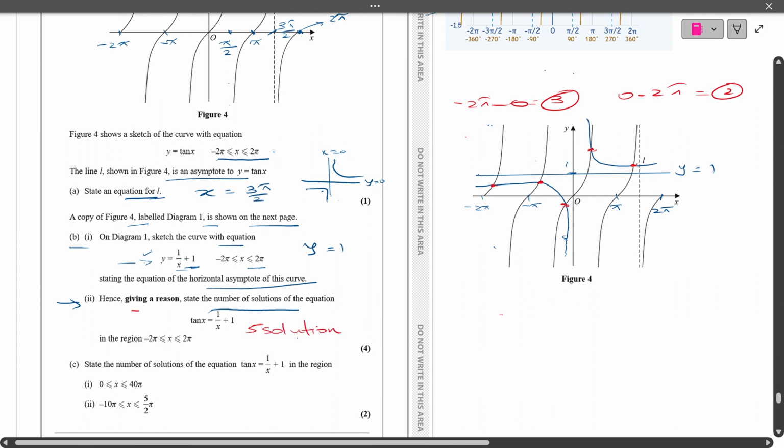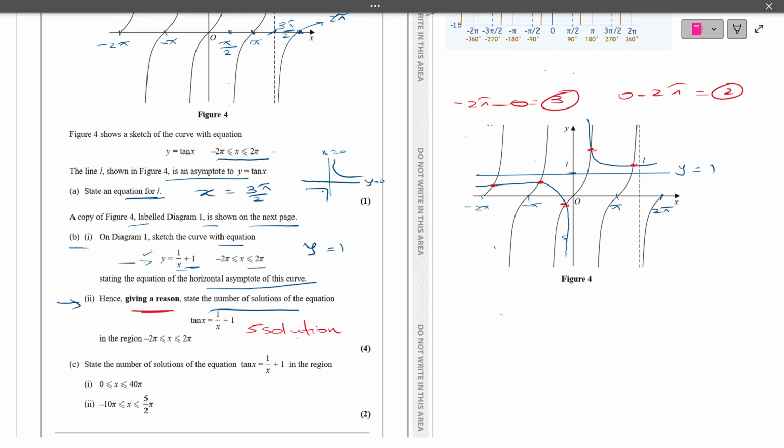Okay, giving a reason. So what do you think? What would be the reason? The reason for this is that the number of solutions is the number of points of intersection on the graph. So just write that down here.